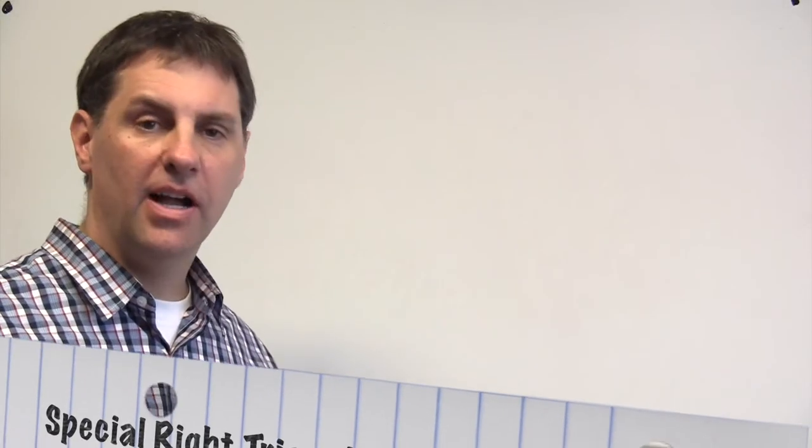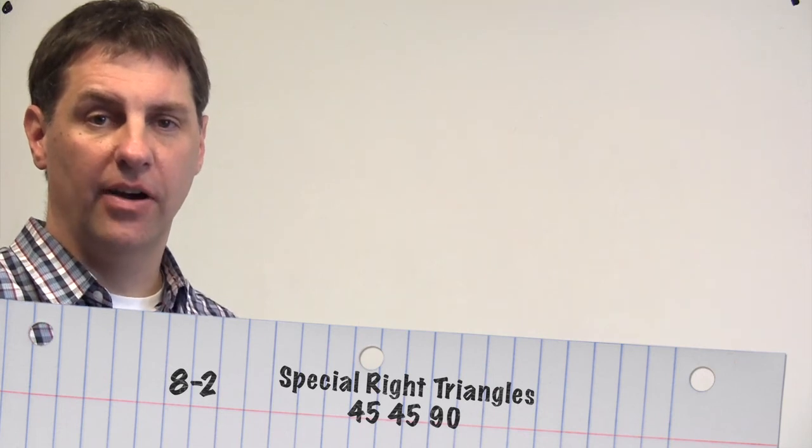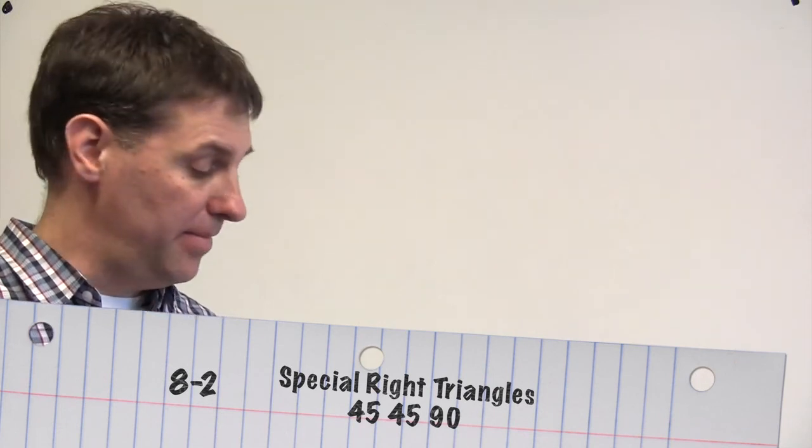Okay, the next section we're going to talk about is 8.2, special right triangles. Of all the sections we cover, you're probably going to see this one the most from here on out in math. When you get into Algebra 2, pre-calculus, calculus, this is a big emphasis, so it's very important that you understand special right triangles. The special right triangles are 45, 45, 90 and 30, 60, 90.